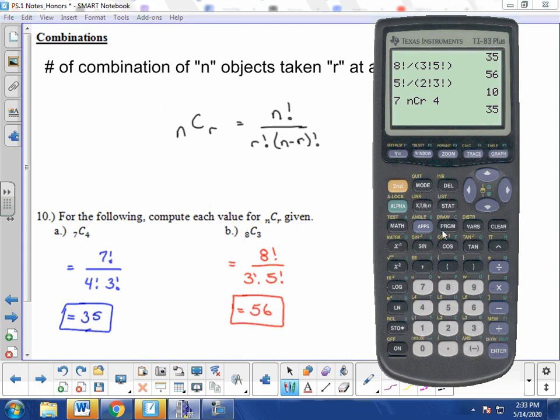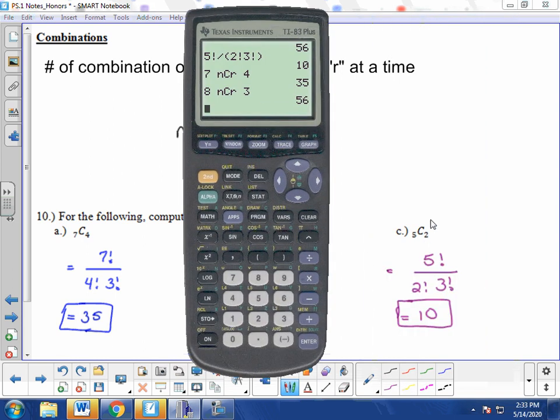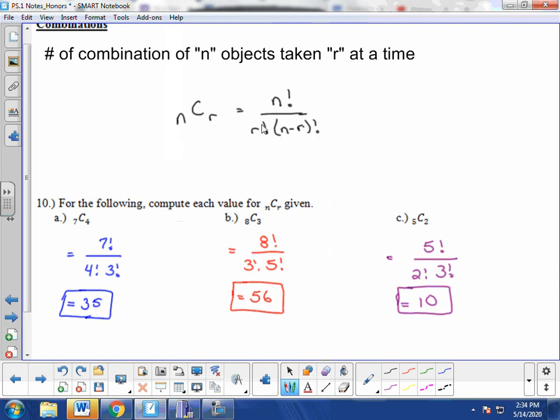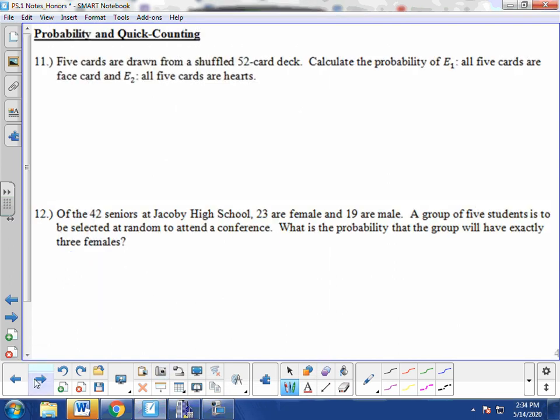So taking a look at B, I would first put in 8, and I'd hit math, go over to probability, that third option, and choose r, and then put in my r, 3, and there I have it, 56. One more time, C, I would type in the 5, the n first, go math, probability, number 3, 2 for r, and it gives me 10. So we have this formula, but what we're going to do is use the calculator henceforth moving forward. Let's go ahead and take a look at problem number 11.